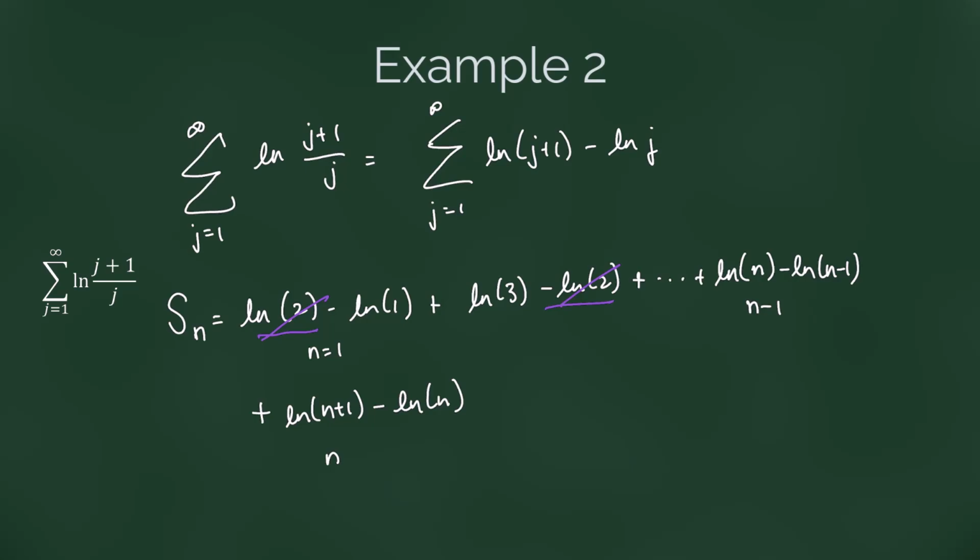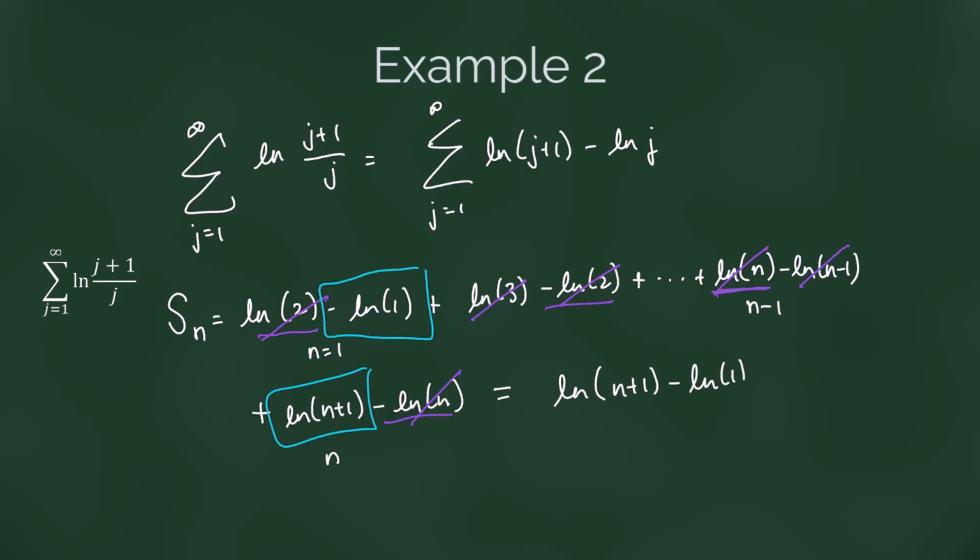I'm going to end up with a positive natural log of 3 and a negative natural log of 3. Here I have a positive natural log of n and a negative natural log of n. Those cancel. So all of our interior terms cancel with the exception of 2, and that's going to be this one and this one. So our partial sum is going to be exactly equal to the natural log of n plus 1 minus the natural log of 1, which is of course 0. So we see that our nth partial sum is going to be the natural log of n plus 1.